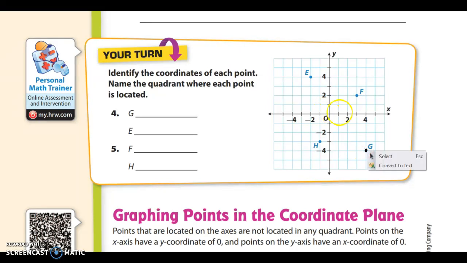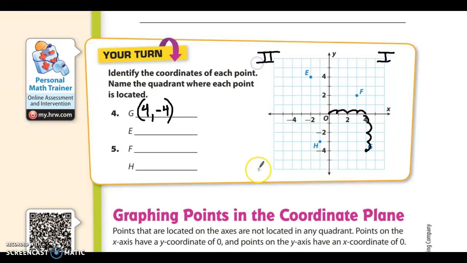Go to the origin and you go over 4, 1, 2, 3, 4, and you go down 4, 1, 2, 3, 4. So what is that? Over 4 is to the right, that's positive, and down 4 is negative. The answer is 4, negative 4, and it has to be in that order. And the second answer is name the quadrant. This is quadrant 1, this is quadrant 2, this is quadrant 3, this is quadrant 4. Which quadrant is it in? It's in quadrant 4.